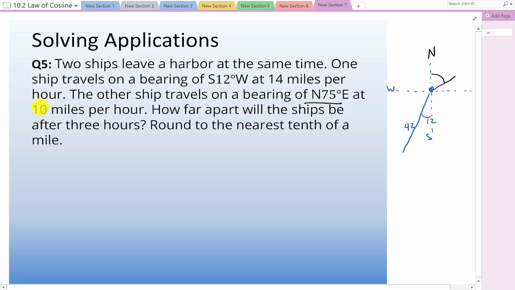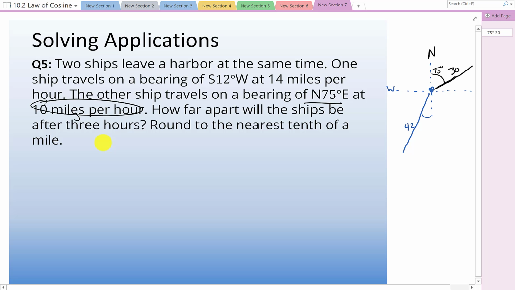And it's going 10 miles per hour for 3 hours. So that's a shorter distance; it's only gone 30 miles. And what did we say? This was a 75-degree direction. Okay, now, what are we faced with? It says, how far apart are the ships after 3 hours?